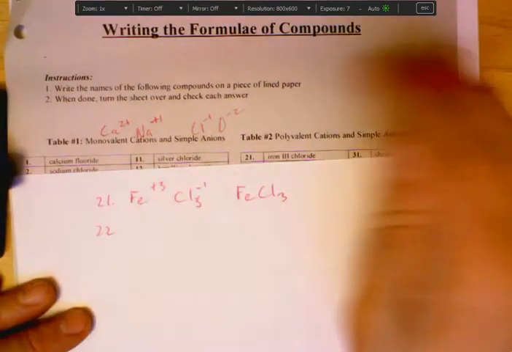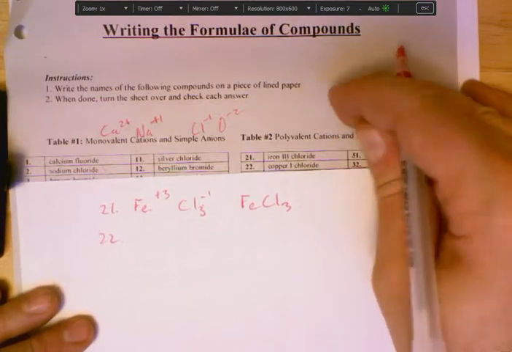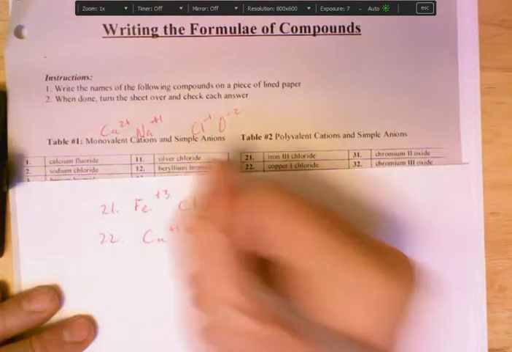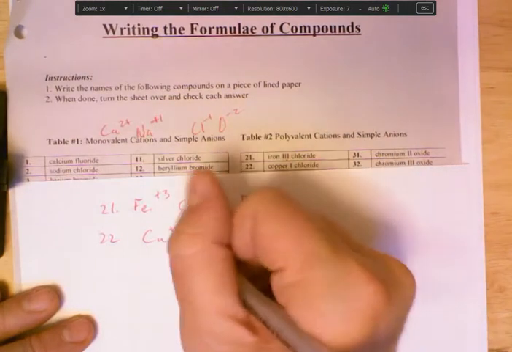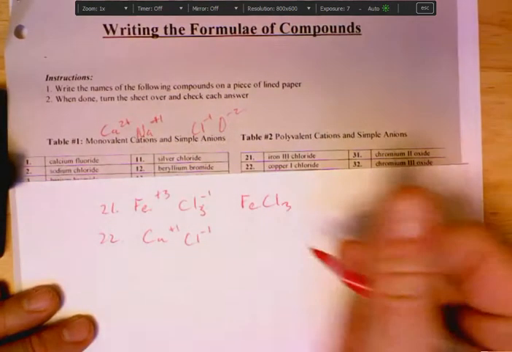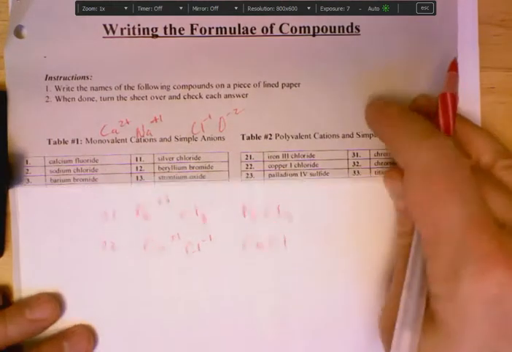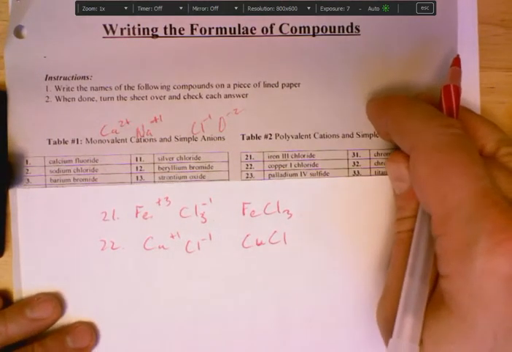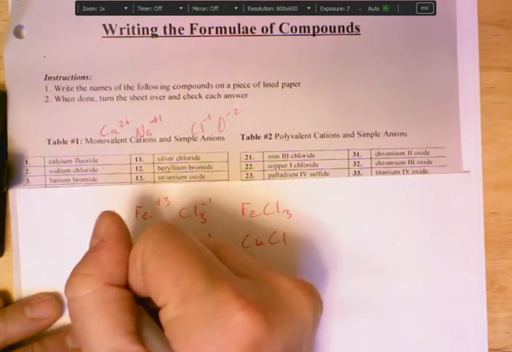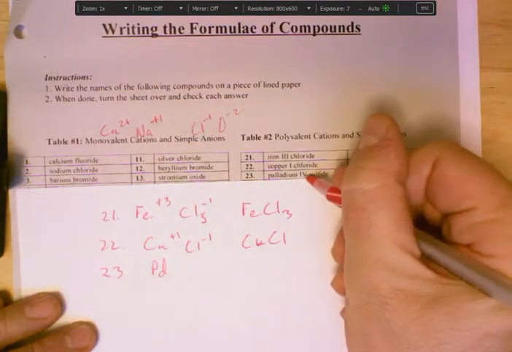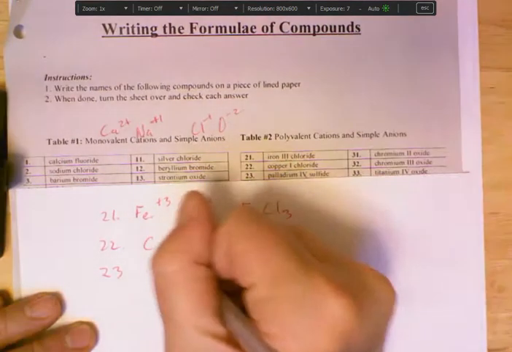Number 22, copper 1 chloride. So copper is Cu, the charge is +1, and chloride, we just did it up here, is Cl -1. And so copper 1 chloride is CuCl. Palladium 4 sulfide, number 23. Palladium on the periodic table is Pd. We know the charge is +4, that's the Roman numeral, so +4.